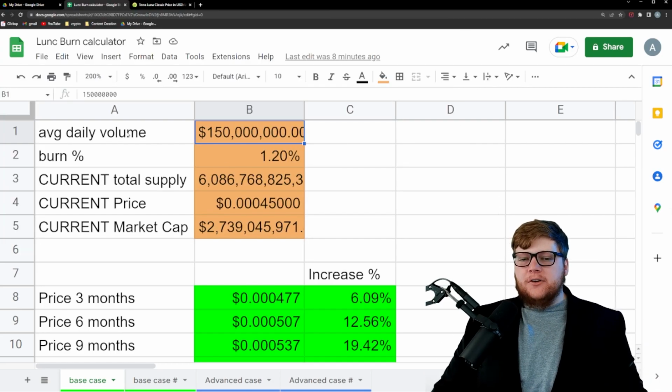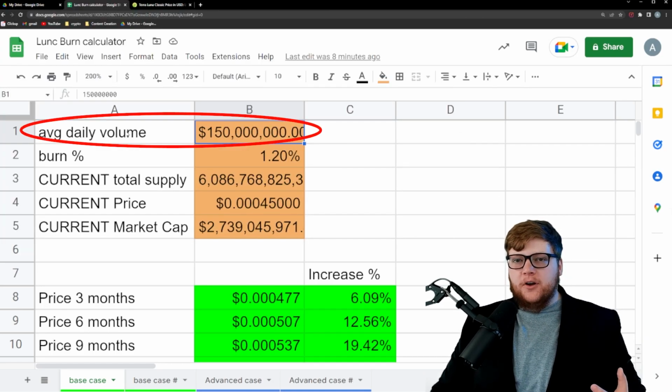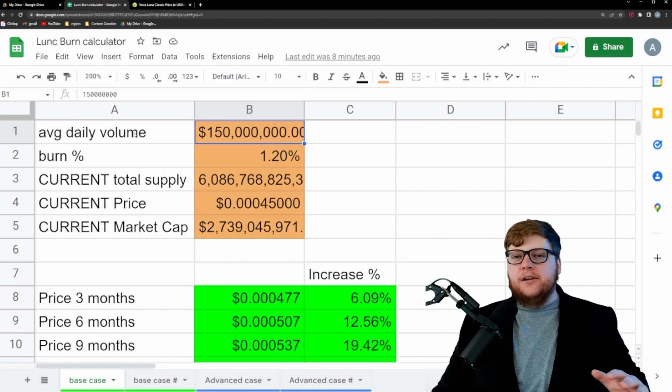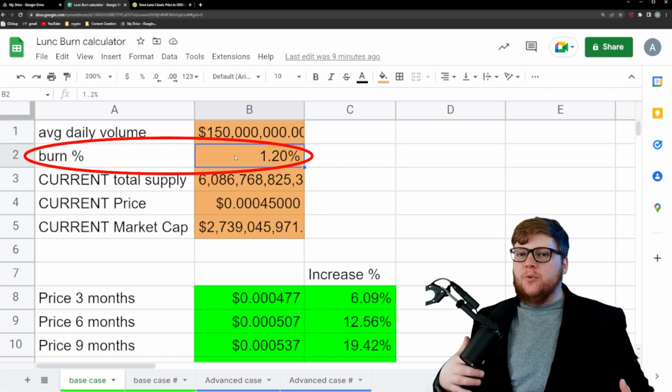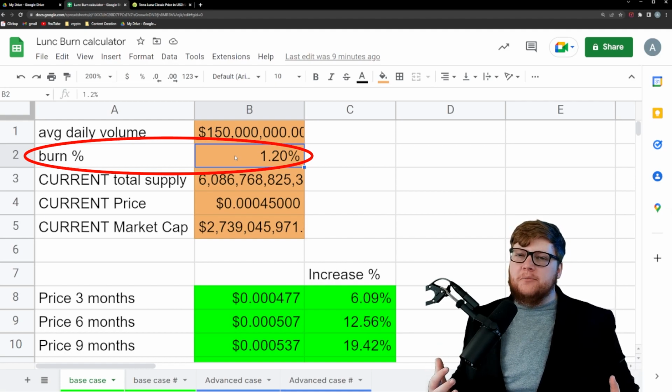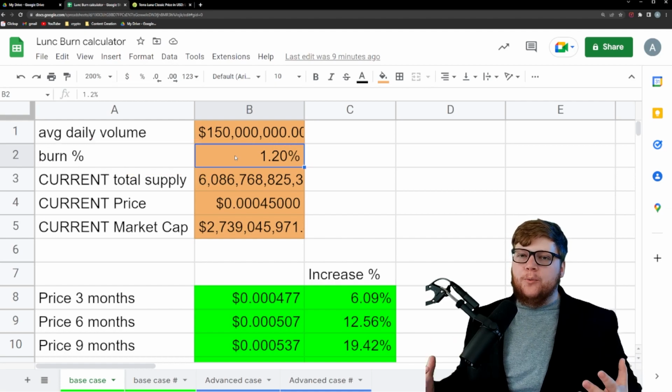Now with this simpler sheet, you're going to enter in what you think the average daily volume is going to look like over time. Now this is not tomorrow, that's not a week from today, that's over a year or 2 in the future. How do you think this is going to average out over time? You can enter in the burn percentage. As they've said, they could change the burn percentage to 1.5, 2%, a bunch of different numbers. You could enter those in here and see what that would do to token price and how it would affect the future price potential.